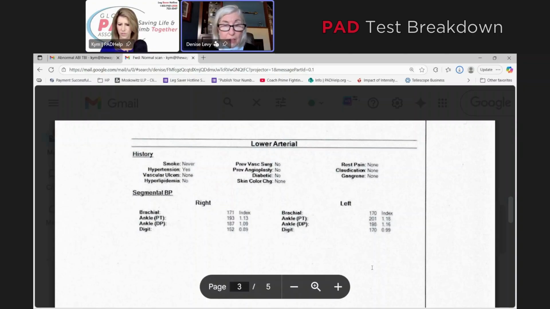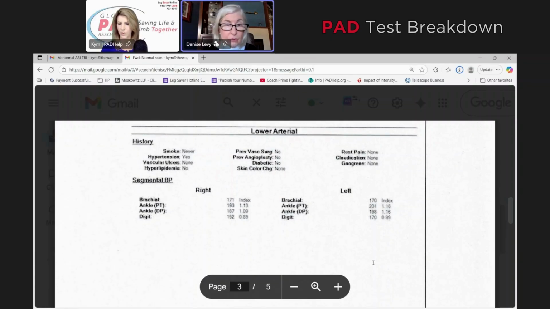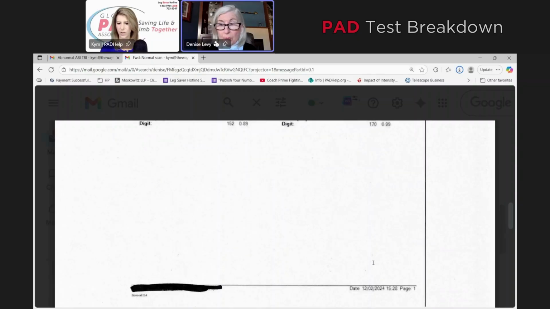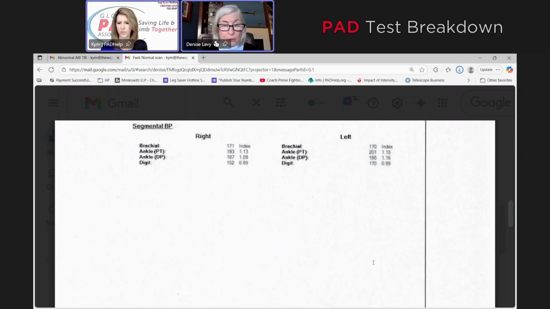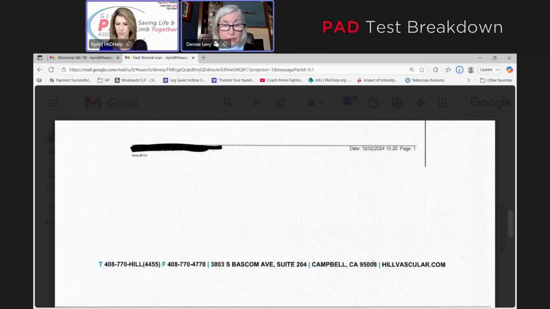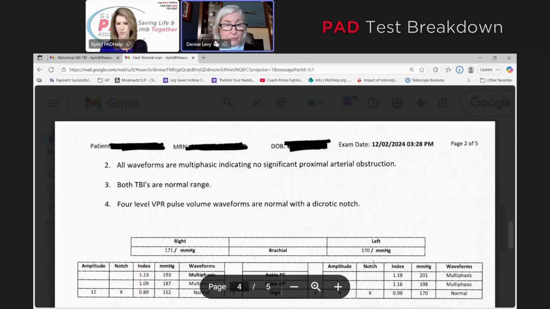That's a normal ABI. What makes this a normal ABI? What do these numbers tell you? Well, anything one or above is normal. So the posterior tibial, the dorsalis pedis on the foot, and the TBI has to be above 0.5. So those are all normal. And the waveforms were triphasic, supernormal. And I believe there is a PVR.